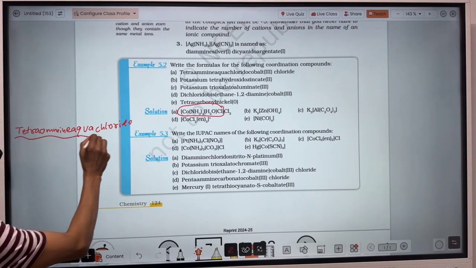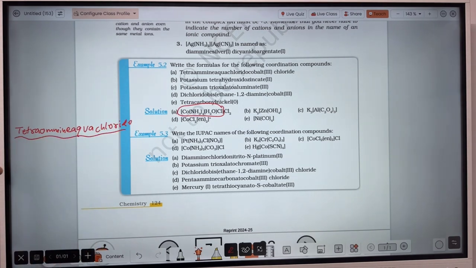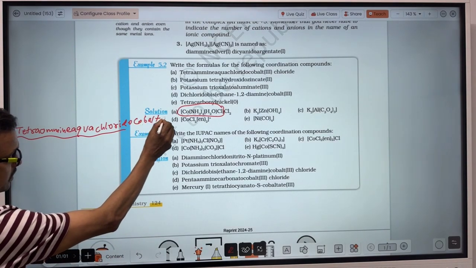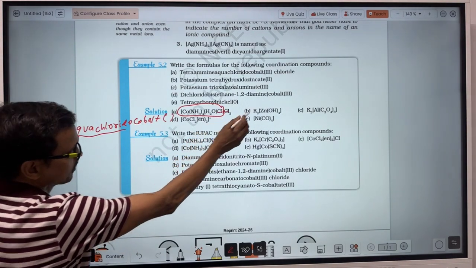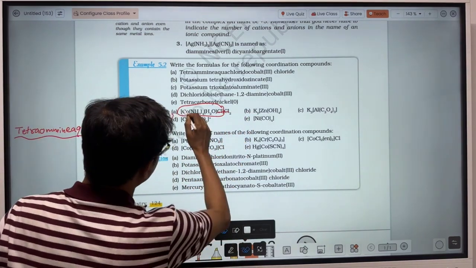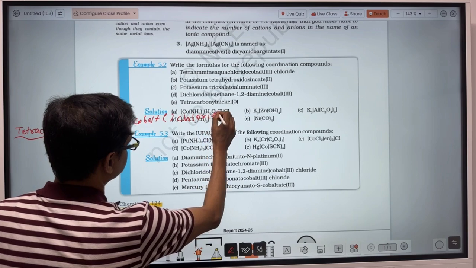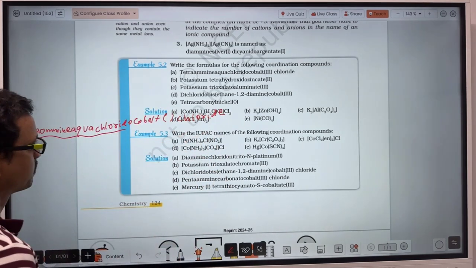That's it. No gap between the ligand here. And then after, between the central metal atom also not. So cobalt, their oxidation number, and then after how much chloride, that you will not have to mention, simply write chloride. So find out the oxidation number.